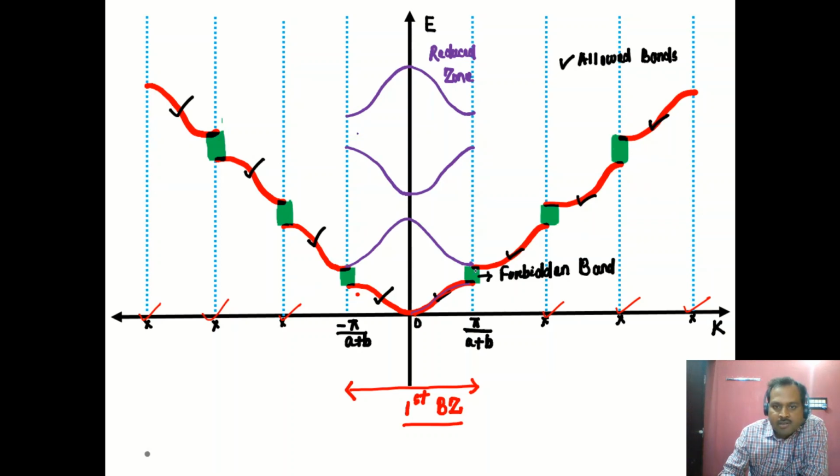The moment it sees one Brillouin zone boundary, there is a forbidden band here. Then again, these are the allowed bands. Then again, it is going to see another Brillouin zone boundary. There is a band gap here. And like this, the width of the forbidden band keeps on increasing with increase in the Brillouin zone. For higher order Brillouin zones, the width of the forbidden band is more and more. So here, these are the allowed bands.